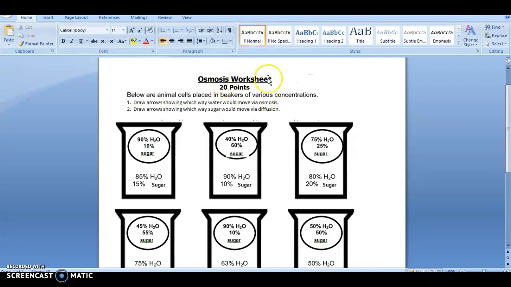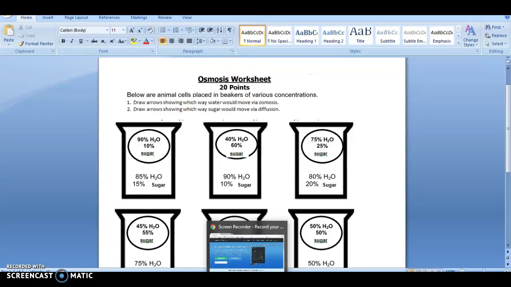Okay? So osmosis worksheet. You need to know how to do this. So it is very important that you're doing this. Just because the sub is here does not mean you get to sit and slack off. Okay? Because you're going to be tested on this. I guarantee you these problems will be on your test, which I'm going to have next week. Okay? So what you need to do is you need to draw arrows, all right, showing the way that the water is going to move. Okay? So just draw arrows showing the way the water is going to move. And then what I want you to do is label each solution as hypertonic, hypotonic, or isotonic.